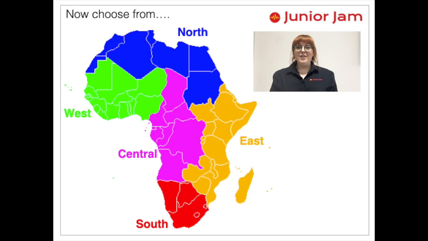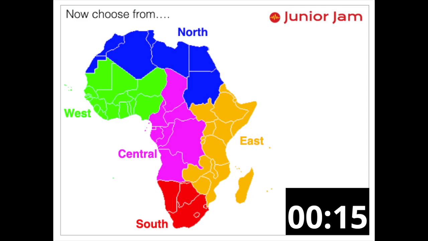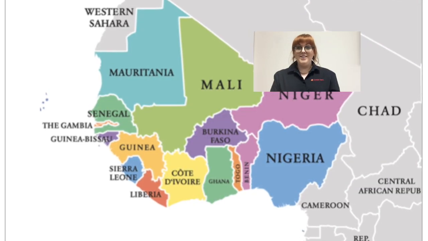The continent of Africa is massive. As you can see, it's split into north, south, east, and west, as well as a central area. You've narrowed it down to Africa, but can you tell me which part of Africa you think a djembe comes from? Well done if you said West Africa.